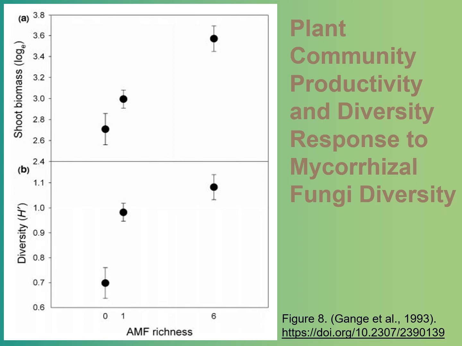Shannon Diversity Index was approximately 0.7 for plants grown in soil that was not treated with mycorrhizal fungi, and for plants grown in soil treated with one species of mycorrhizal fungi, it was 0.98. And for plants grown in soil treated with six species of mycorrhizal fungi, the Shannon index was approximately 1.09.